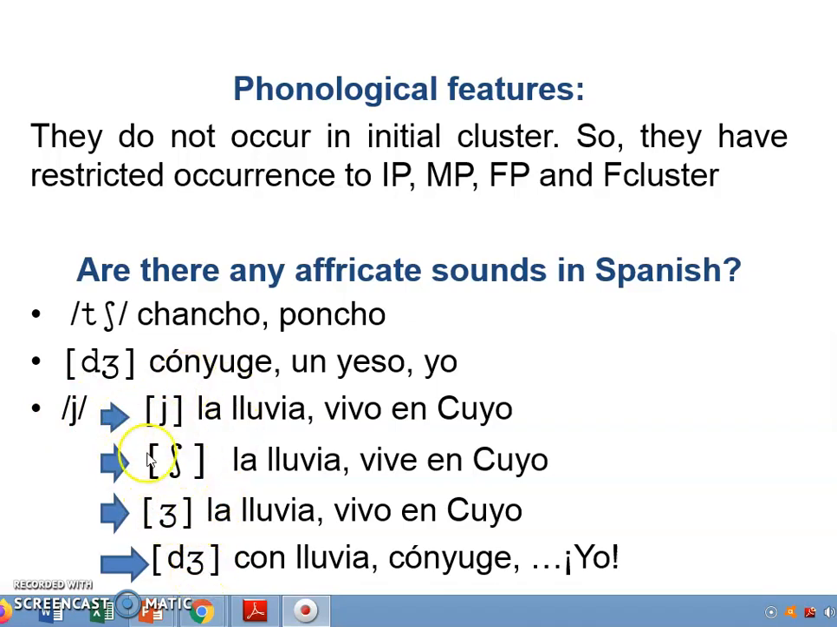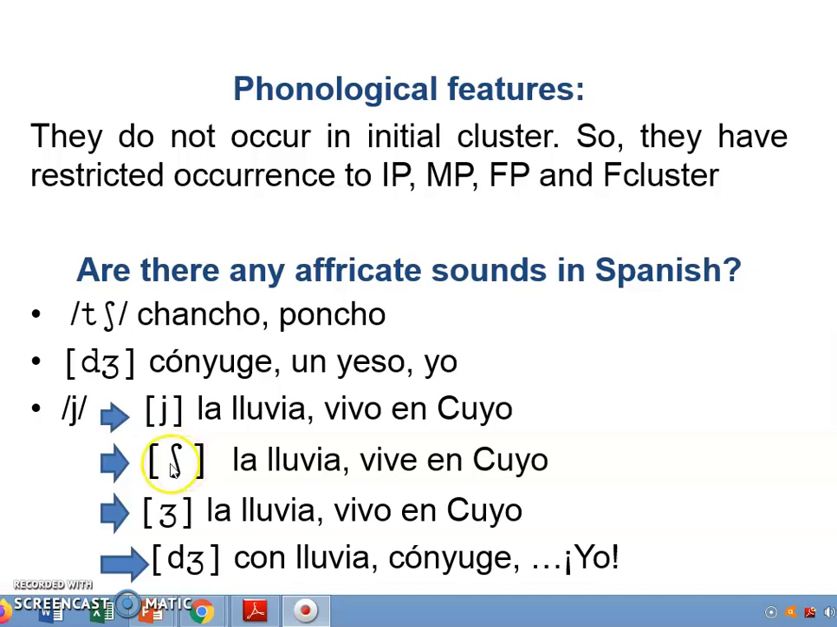Let's analyze in what ways the phoneme in Spanish y can be realized. It can be realized as the fricative, as the palatal fricative y, as in la lluvia, vivo en Cuyo. That's the way many people from Cuyo speak. Sh.